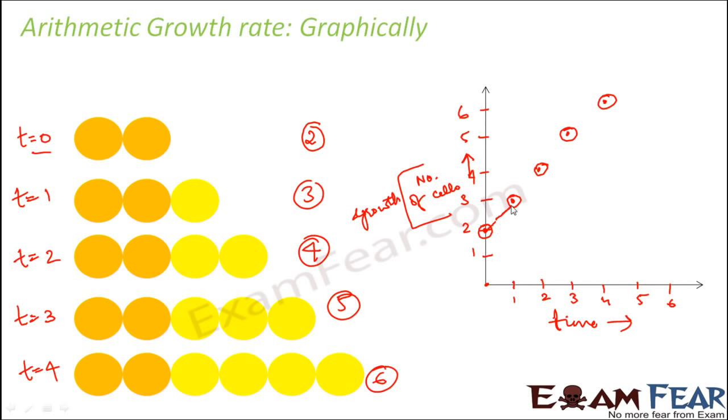Now if you join all these points together, what do you get? You get a linear curve. So arithmetic growth is always represented by a linear curve. The growth increases linearly, and that is known as arithmetic growth rate. That is growth per unit time. So this is how an arithmetic growth curve looks.